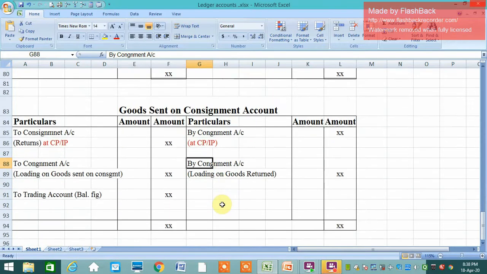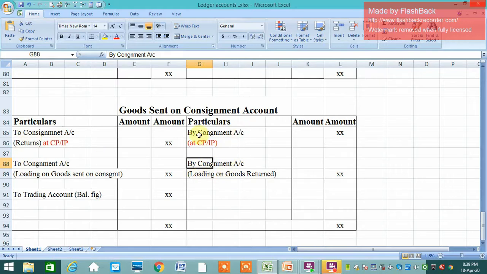Goods sent on consignment account is also the second effect of the consignment account. Wherever we have mentioned goods sent on consignment account, these are the goods sent by the consignor to the consignee. There we have written on the debit side. Here it's written on the credit side, and this is the loading of the same. And these are the returns, goods returns. See, goods sent on credit side, goods return on debit side here, and the loading on goods return on credit side.